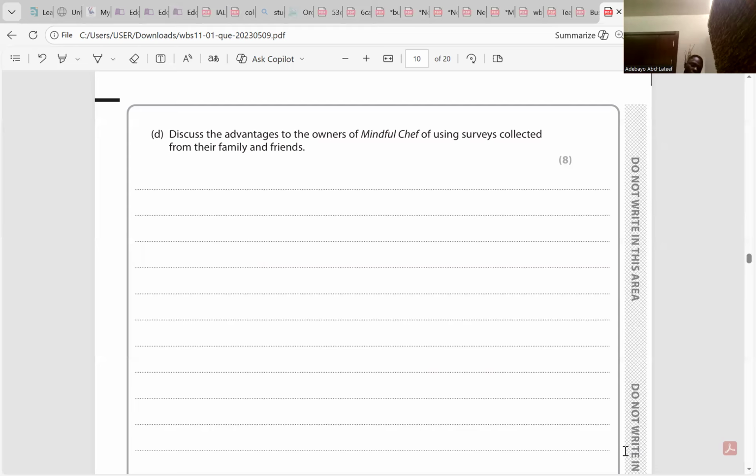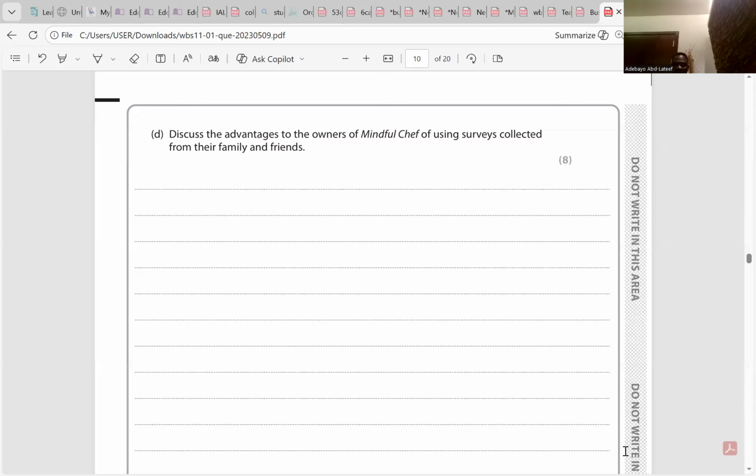Two, it is cost effective. Using surveys collected from family and friends will be less expensive and quicker. I used to tell you, when it saves time, it saves money. But when it takes time, it takes money. So if it saves time, it is less expensive. But if it takes time, it is more expensive. Do you get it?